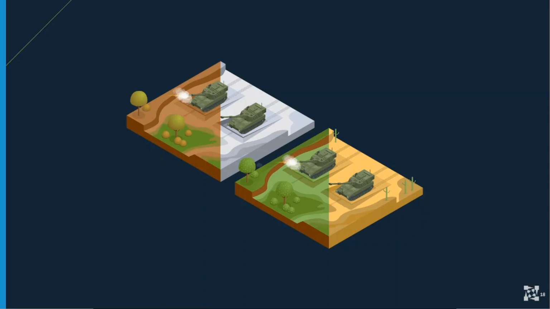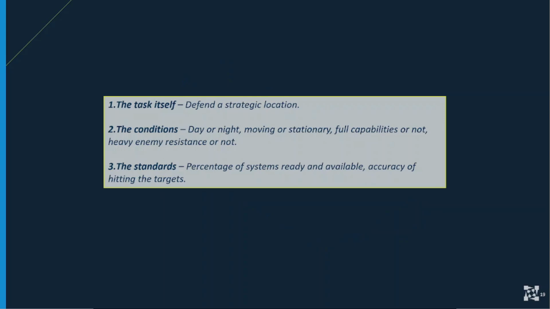Whereas, taking this example where we say, hey, the task of this unit is to defend the strategic location, and I want to be in control of the conditions. So we have to train at night, at day. We should be on the move. We can defend it from a strategic or a stationary position. And maybe we have full capabilities or not. Maybe the left tracks are damaged. All of these conditions are something that could happen in the environment you need to be trained in.